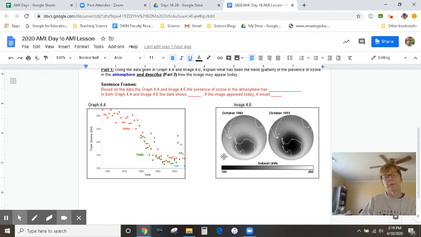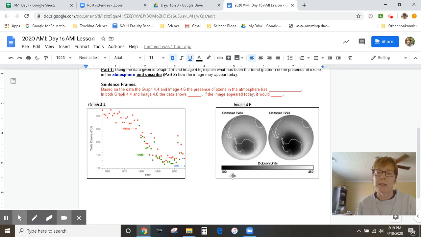So you're going to have to give it some thought and see, based on what these two pieces of information are giving you, what can you decide, or what do you think, hypothesize, might be happening now? And the sentence frame for this question is, based on the data, the graph 4.4 and image 4.6, the presence of ozone in the atmosphere has what? What's happened to the ozone?